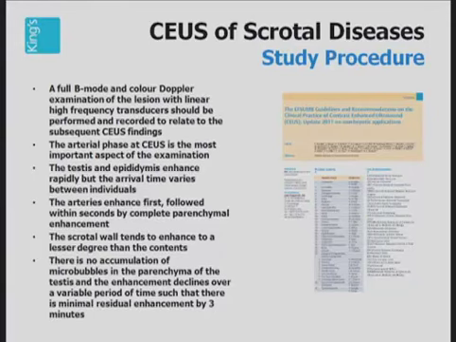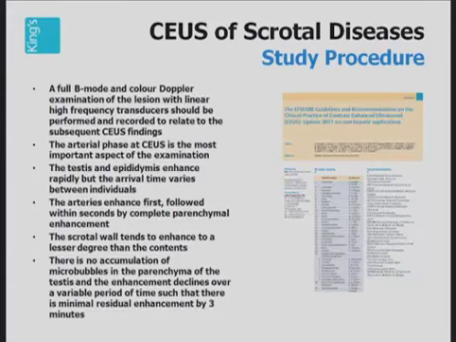The testes and the epididymis enhance rapidly, but the arrival time varies greatly between individuals. You should take time when performing this examination. The arteries enhance first, followed within seconds by complete parenchymal enhancement. The scrotal wall tends to enhance to a lesser degree than the contents.